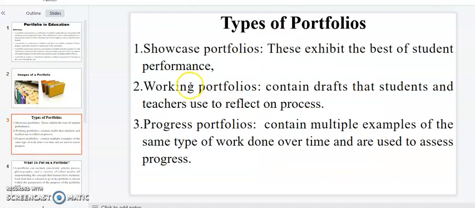In this slide, I want us to look at different types of portfolios. We have three. The first one we call showcase portfolios, and these exhibit the best students' performance. Number two, we have what we call working portfolios. It contains drafts that students and teachers use to reflect on process. And lastly, progress portfolios, which contain multiple examples of the same type of work done over time and are used to assess progress.